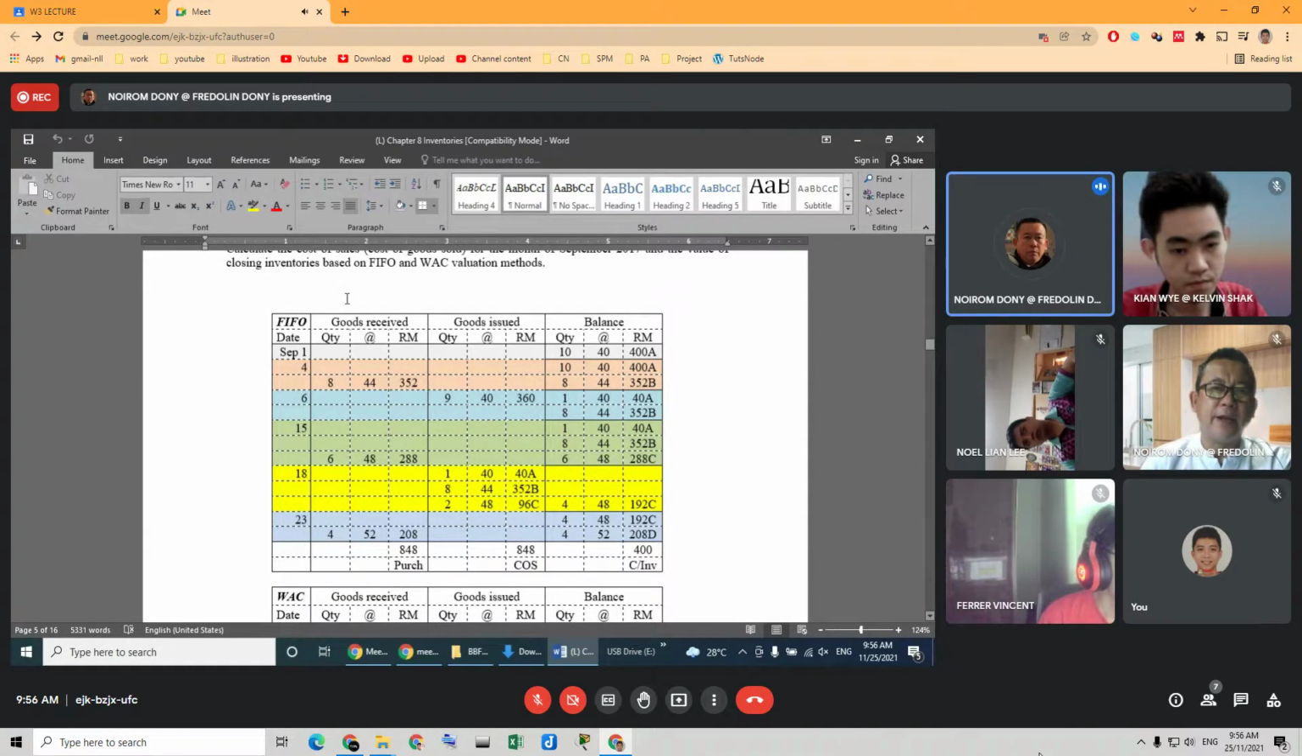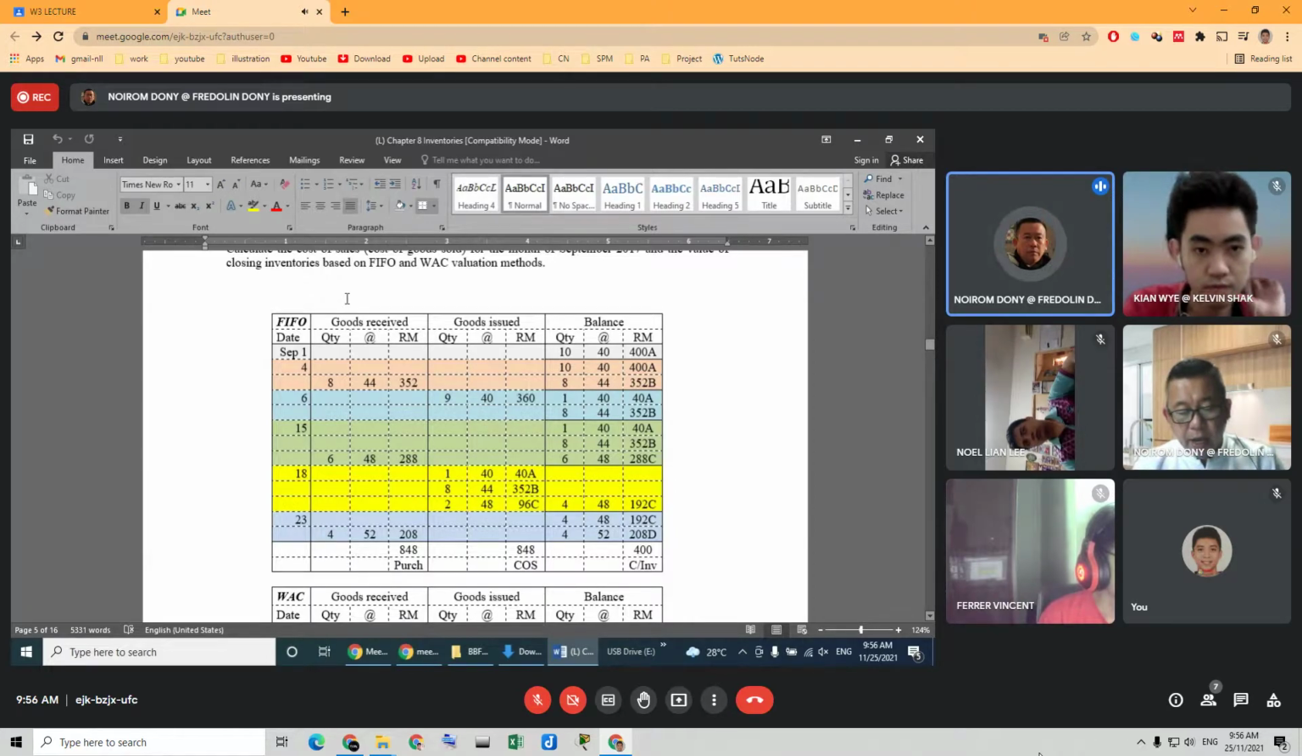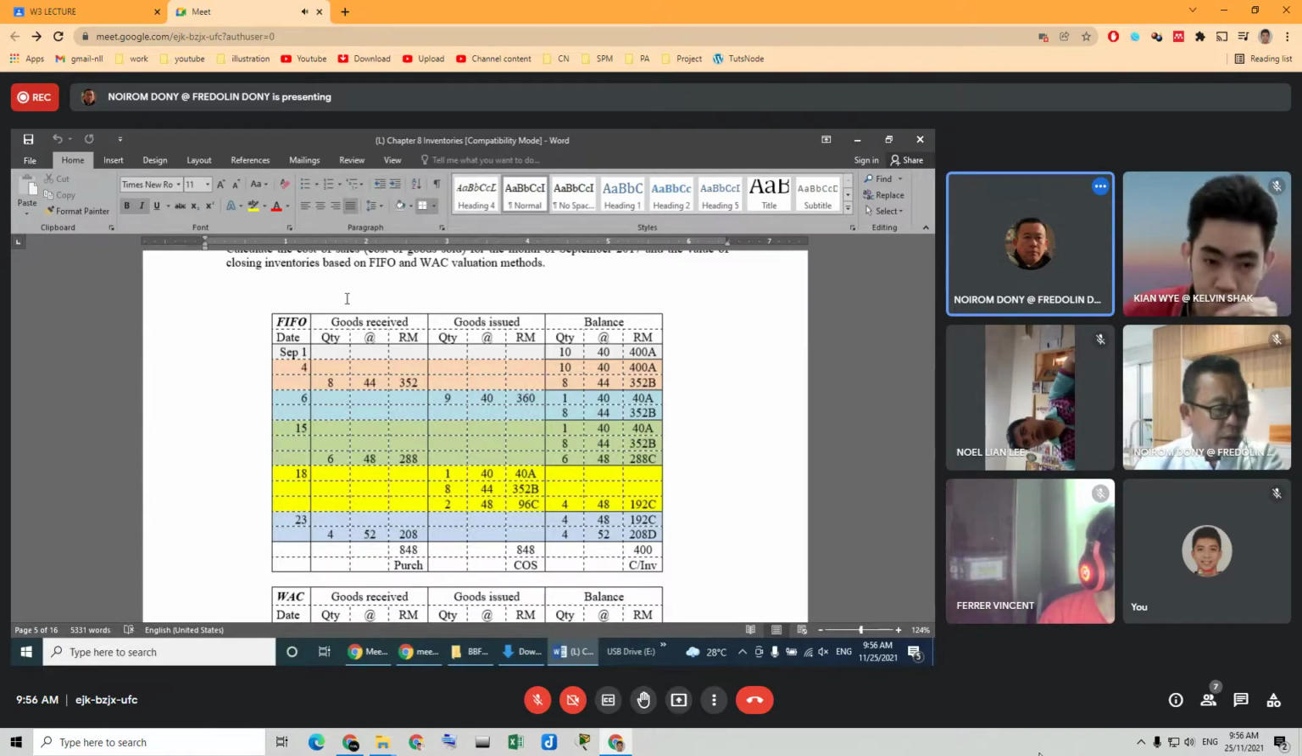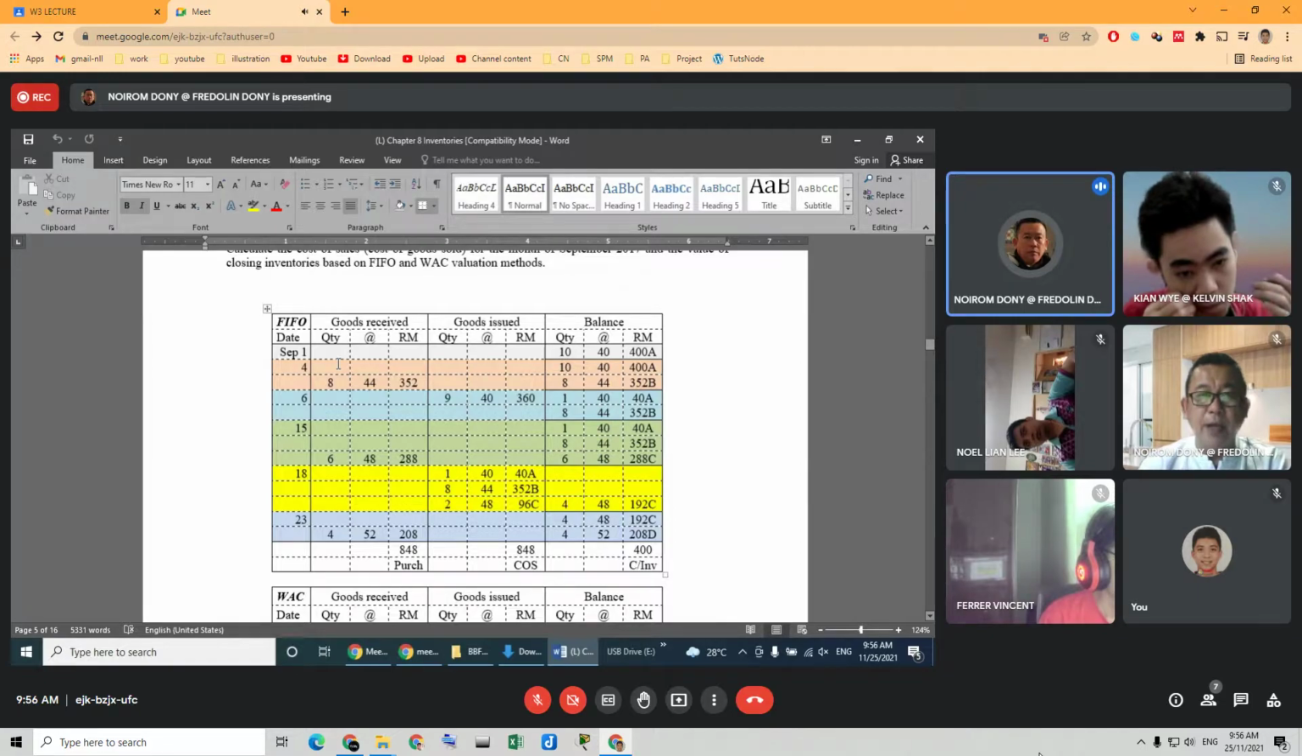Do you get it? Now, can you look at the illustration that I have, the September 2017 one, and we'll do the recording. Look at this screen now. September the 1st, if you look at the transaction, we have opening balance 10 tins, 40 ringgit. Now, you need to understand each of these columns.